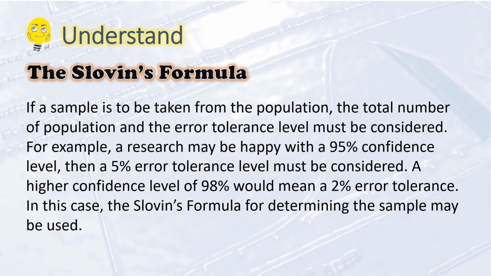If a sample is to be taken from the population, the total number of population and the error tolerance level must be considered. For example, a researcher may be happy with a 95% confidence level. Then, a 5% error tolerance level must be considered. A higher confidence level of 98% would mean a 2% error tolerance. In this case, Slovin's formula for determining the sample size may be used.